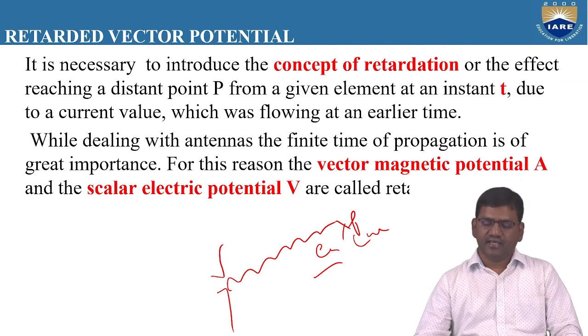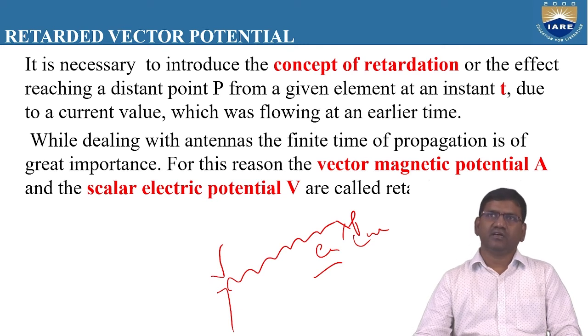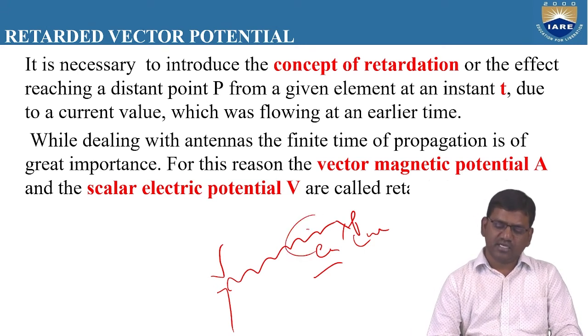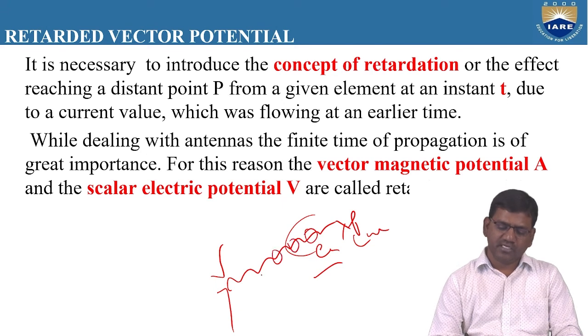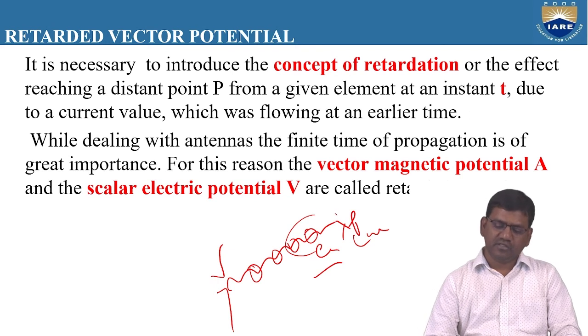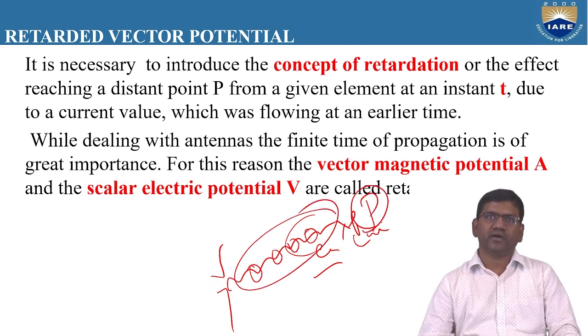That means the effect produced at the earlier time we also need to consider, not only the current value. So we should also consider all the effects produced that are reaching the distant point at an earlier time. So at all these points we need to calculate the fields, and we need to integrate all these fields to find out the total potential at point P.